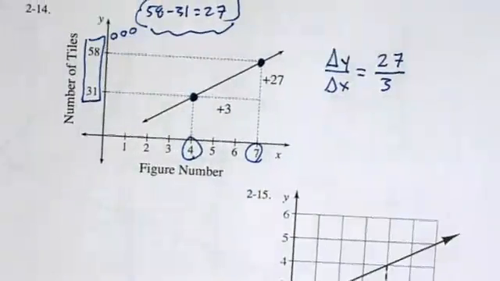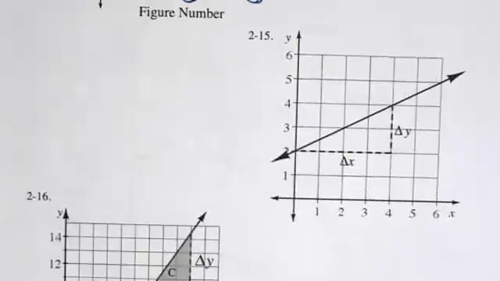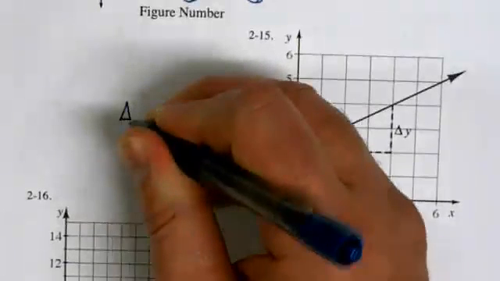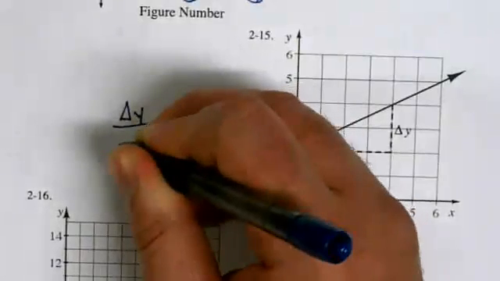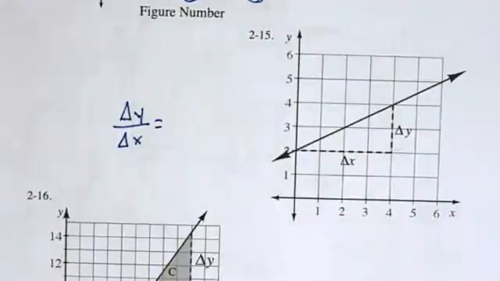All right, so that is our slope. Could you do the same thing for me here for number 15? First of all, I want you to write down delta y over delta x. Now, it seems kind of tedious to keep writing the same thing down, but we know that that repetition is what's going to help our brains remember it long term.